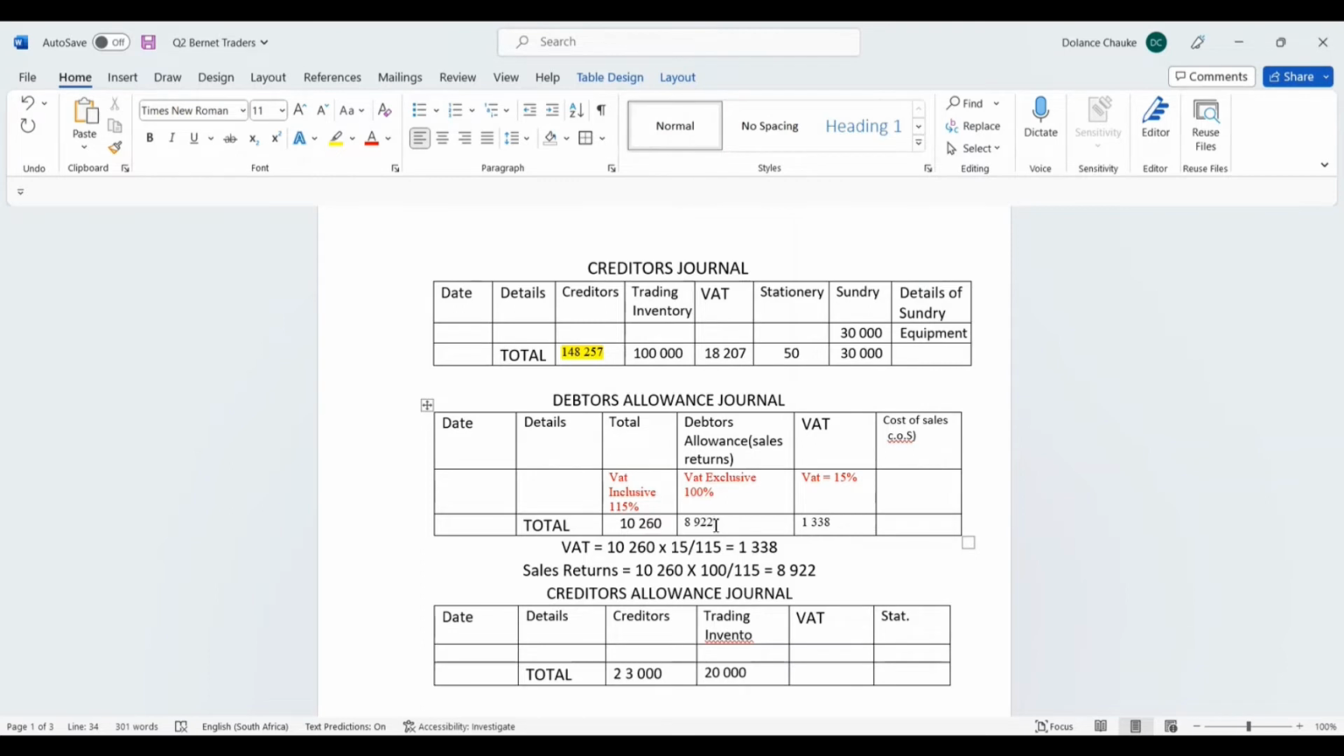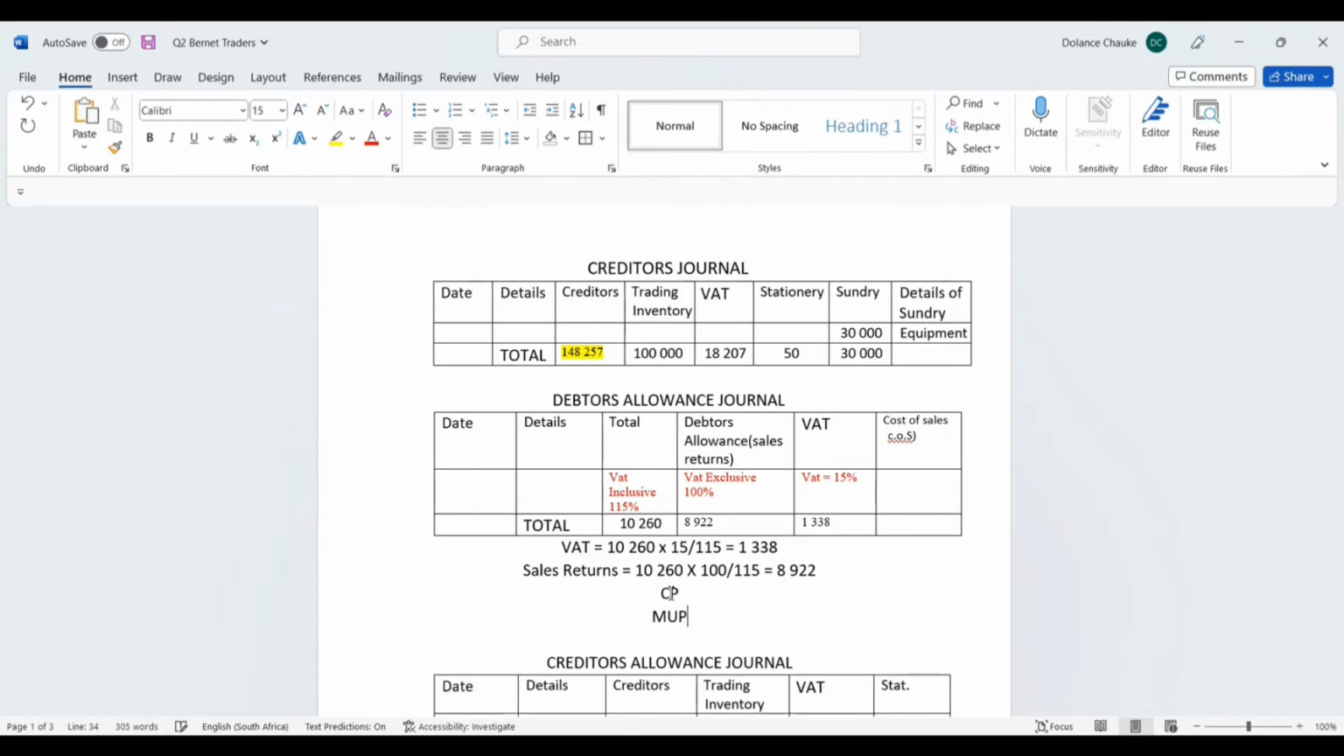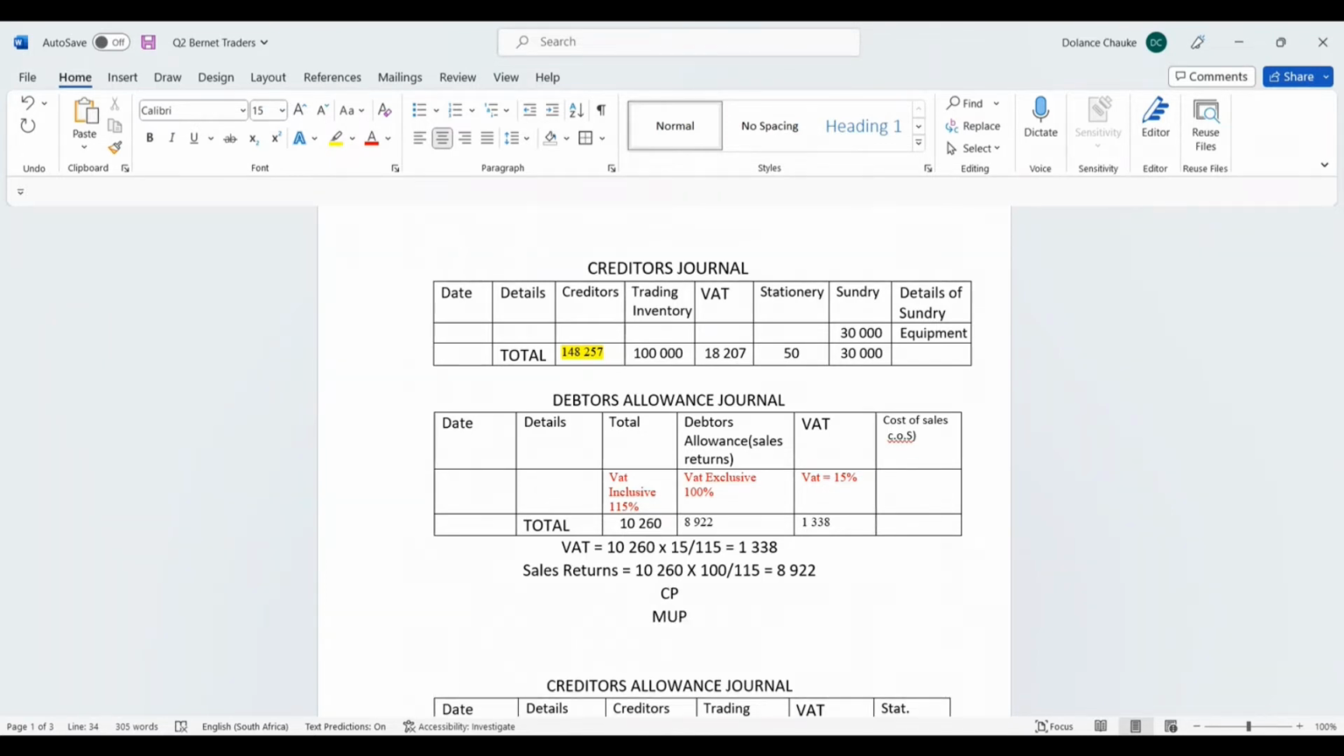Vanele, are you getting the same amount? 8,922. Okay, so we're all getting 8,922. So we are good to move, ne? Are we fine? Can we proceed? Sawaki, are you fine? Yes, we can proceed. We're going to calculate cost of sales now, right?